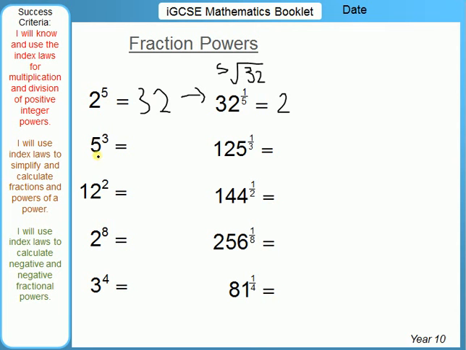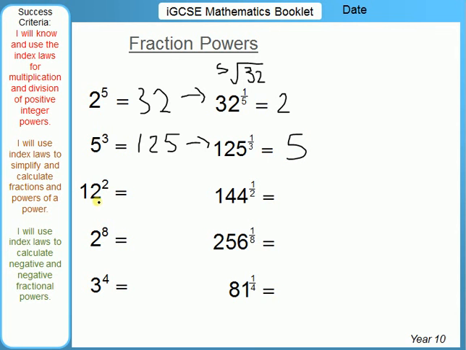Let's carry on. So 5 cubed is the same as 5 times 5 times 5. That will be 125. So I'll give you 5 seconds. See if you can work out then what 125 to the power of 1/3 is. Okay, hopefully you're seeing the pattern. Well, it's the cube root of 125, which is 5.